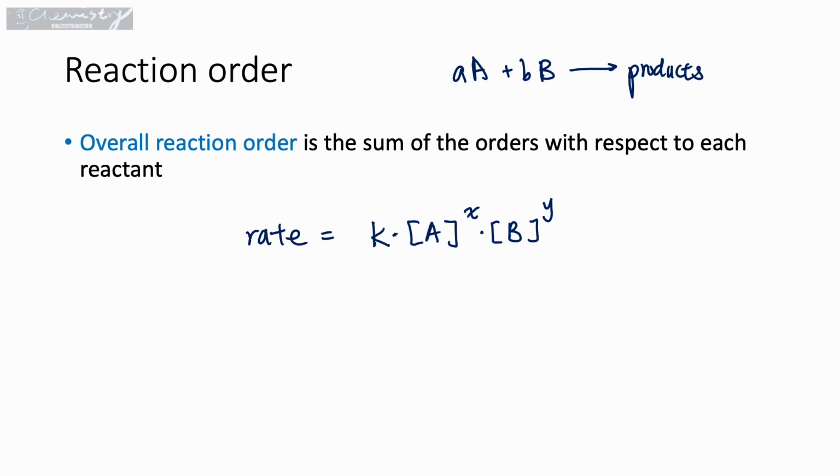So X is the rate order of A. Y is the rate order of B. They can both be different, both be 1, both be 2. One of them can be 1, the other one can be 2. Doesn't matter. The overall reaction order is going to be them adding up together. So it's X plus Y. So if A is second order, B is first order, then it's going to be 2 plus 1. The overall reaction order is going to be 3. So that is the reaction order.